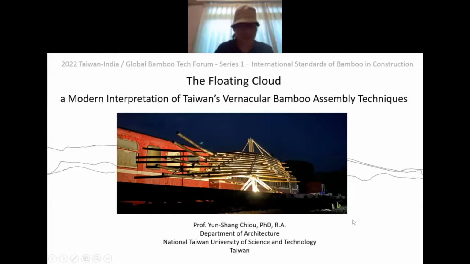So this is an artistic creation of a bamboo installation project, and the name is Floating Cloud, which we consider a modern interpretation of Taiwan's vernacular bamboo assembly techniques.